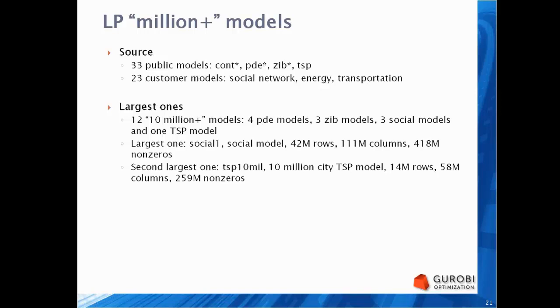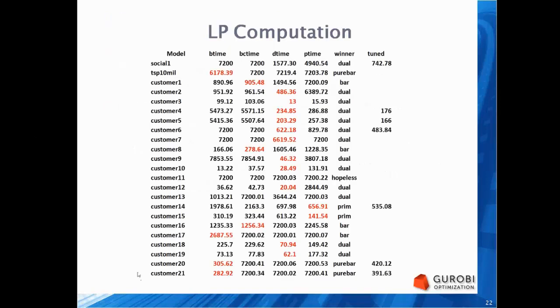And the largest one, the social network application, has 42 million constraints, 111 million variables, and almost 500 million non-zeros. The second model is a TSP, a 10 million city TSP model. And here are the computations. The first column is the model, and for the social ones, because of sensitivity, I just named them customer model, customer 1 to customer 21.